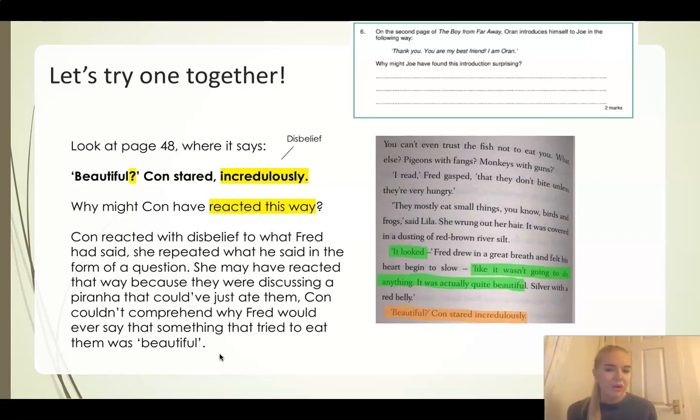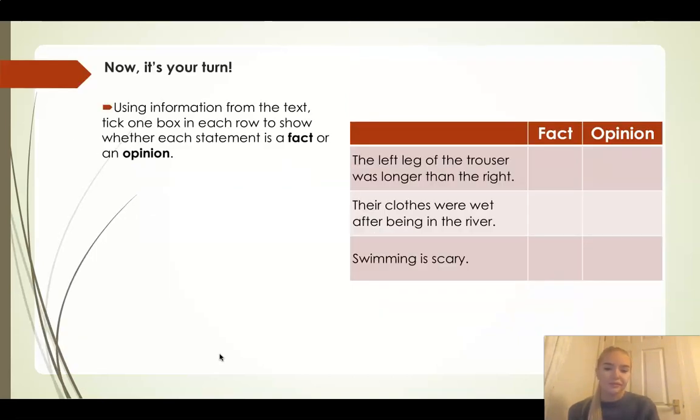Can you see my thought process there for answering this question? So I've highlighted the key words. I've actually picked out the bits where it's asking me how she's reacted. I've thought, how has she reacted? Then I've found the quote in the text and I've read around it, and then I've made my inferences, and then I've scaffolded my modelled answer around that.